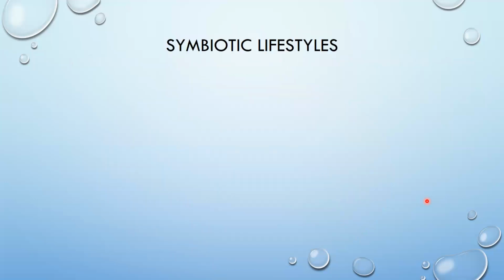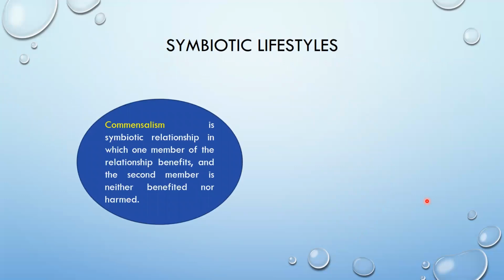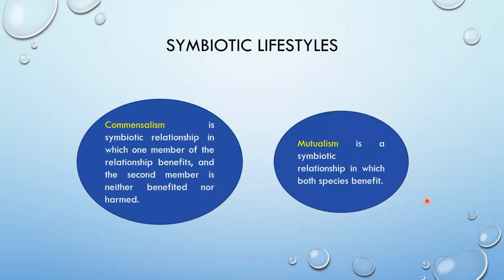Now, for the symbiotic lifestyle, we have some other associations. Commensalism is a symbiotic relationship in which one member of the relationship benefits and the second member is neither benefited nor harmed. Mutualism is a symbiotic relationship in which both partners get a benefit.